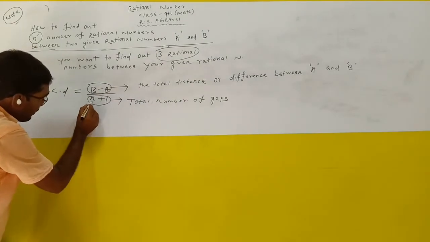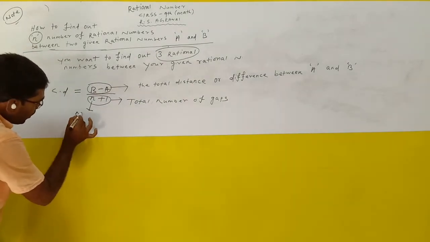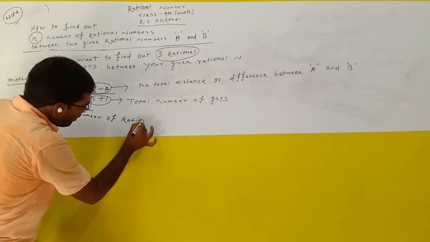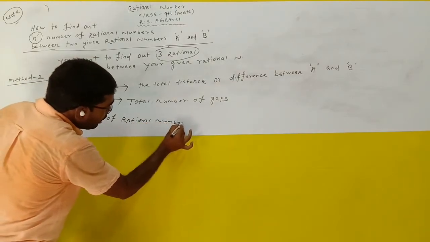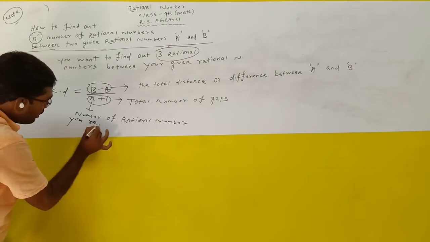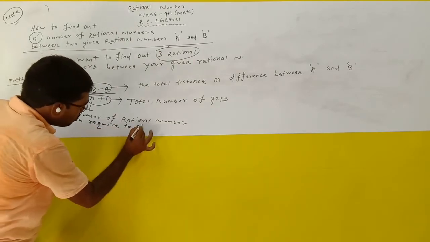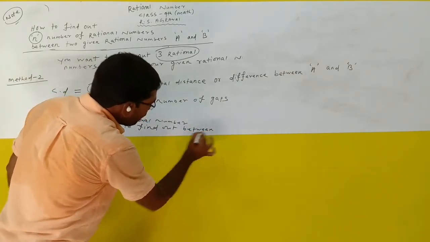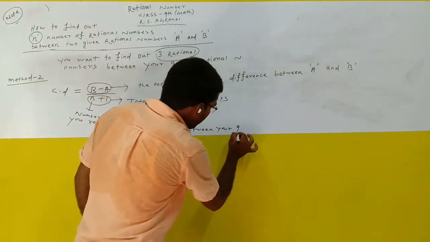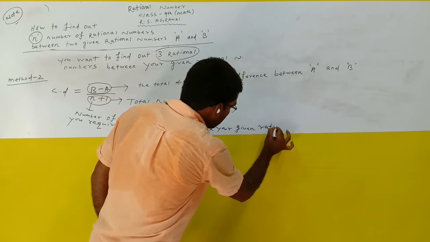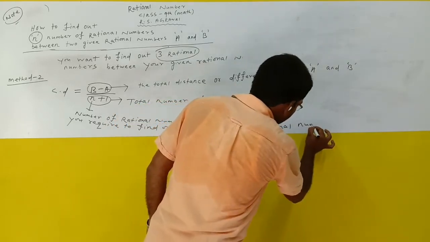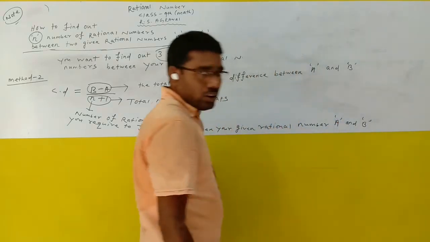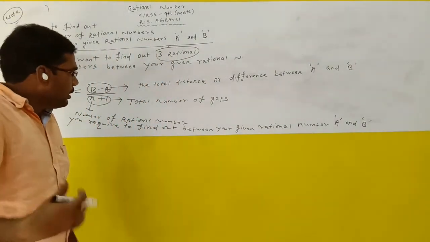And n indicates the number of rational numbers you require to find between your given rational numbers A and B. Understand? I will tell you again.